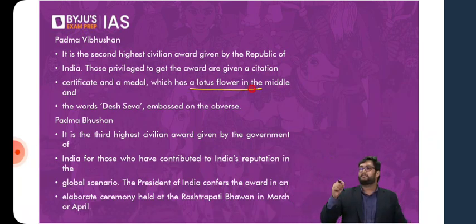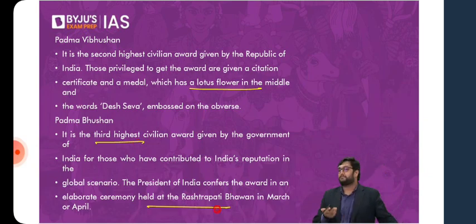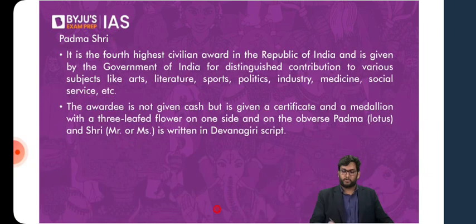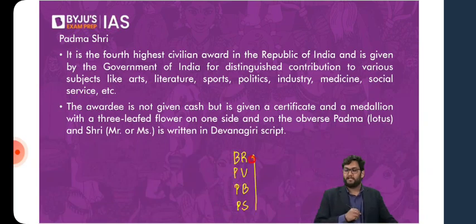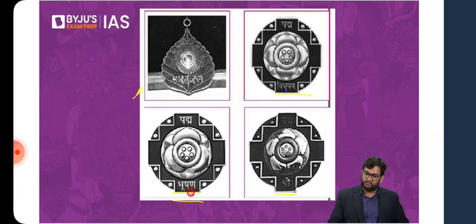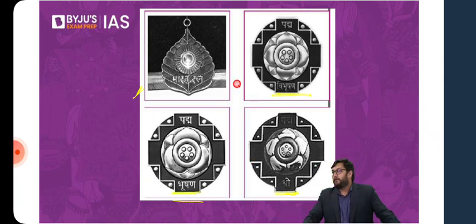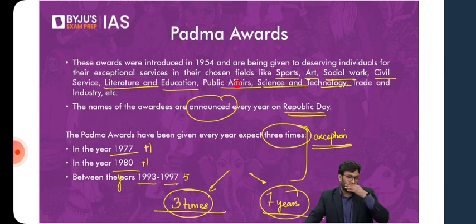Third highest, it recognizes contribution to the reputation of India in the global scenario, and it is given at the Rashtrapati Bhavan in March. And Padma Shri is the lowest, the fourth. So you have Bharat Ratna, Padma Vibhushan, Padma Bhushan, Padma Shri. This is the gradation which is there. And if you look at it, you will realize it. Padma Bhushan, Vibhushan, Shri, all are lotus with different numbers of petals. Done. Small straightforward questions. When we talk about the awards, Khel, which is the sports awards, have already come. They've already asked you about it.